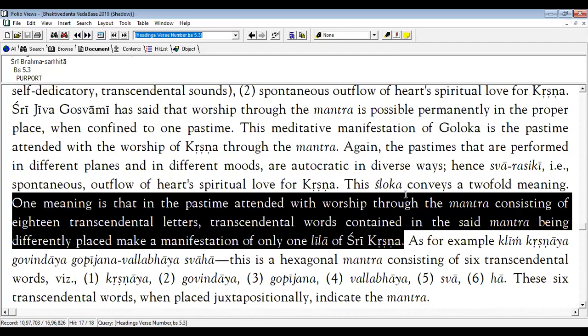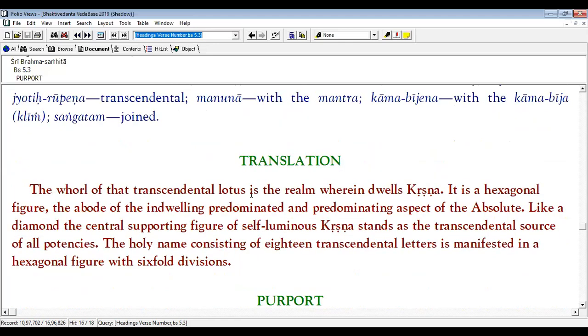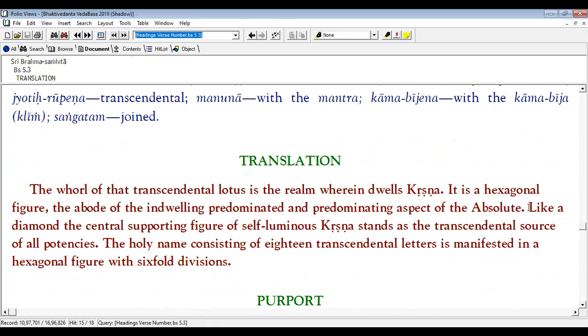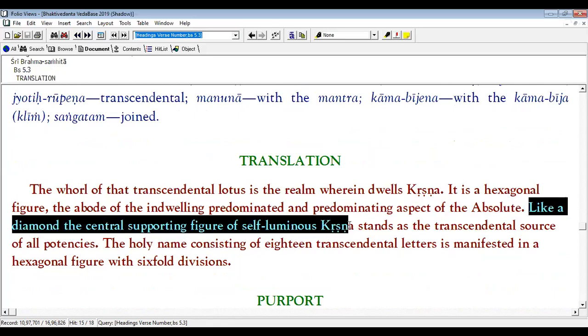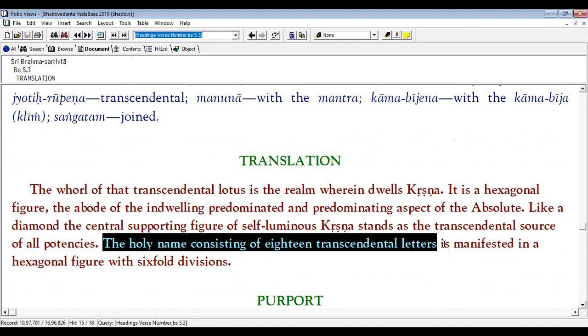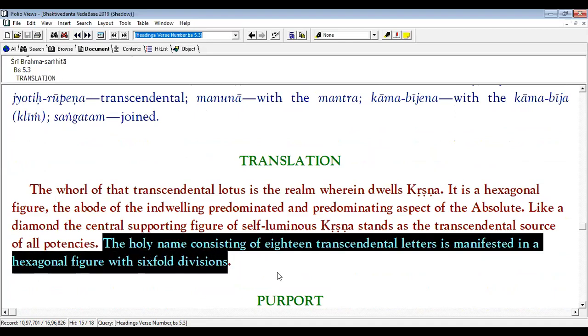Now the shloka, if you see, describes the whorl of that transcendental lotus, the realm wherein dwells Krishna. It is a hexagonal figure, the abode of the indwelling, predominating aspect of the absolute truth. We'll explain all of this, we are coming to that. Like a diamond, the central supportive figure of self-luminous Krishna stands as the transcendental source of all potencies. The holy name, consisting of 18 transcendental letters, is manifested in a hexagonal figure with sixfold divisions. So in the middle of the lotus, there is a mantra made of Krishna's name. This shloka describes mantra upasana and Swarasiki Upasana. If you focus on this mantra, you can use it as mantra upasana, meaning you can absorb yourself in focusing on this.